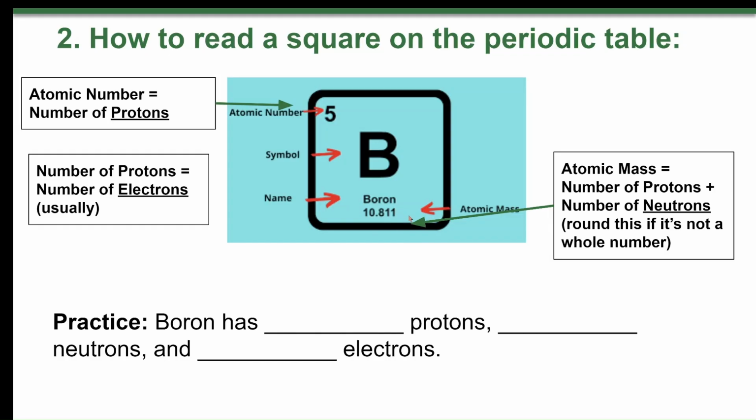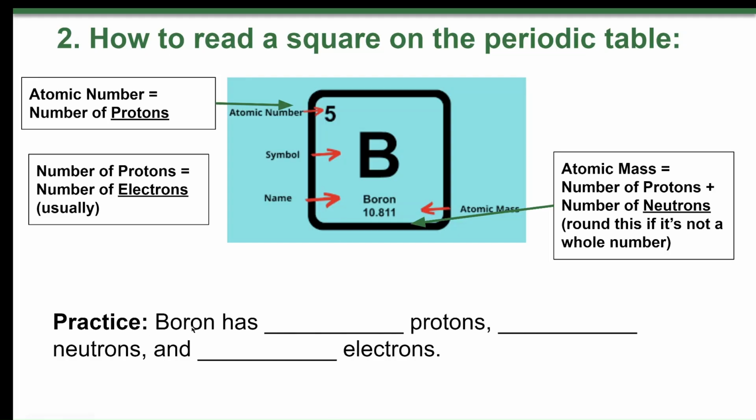And so what we can do is just round to the nearest whole number if it's not a whole number already. So if we're looking at 10.811, we're going to round that to 11. And so if the atomic mass is 11 and 11 is protons plus neutrons, we can figure out how many neutrons there are by doing some simple math. So we have 11 as the mass. 5 of that mass is going to be the protons, because we know it's element number 5. And so what's left is 6, and 6 is going to be the number of neutrons.